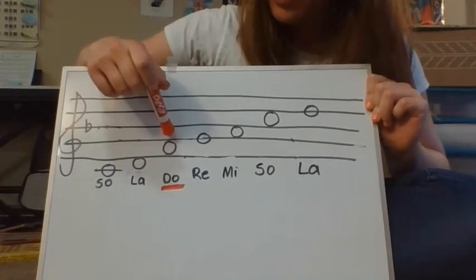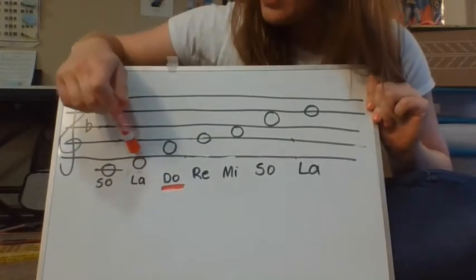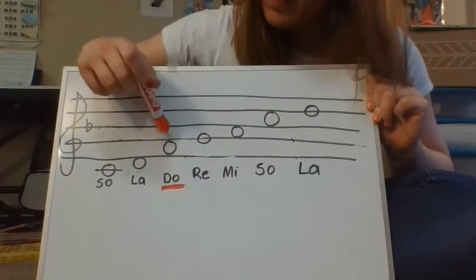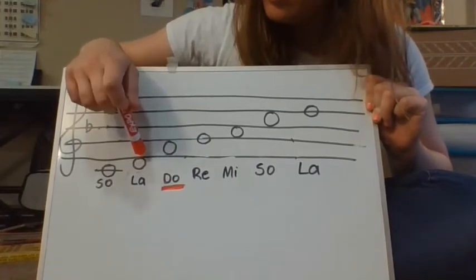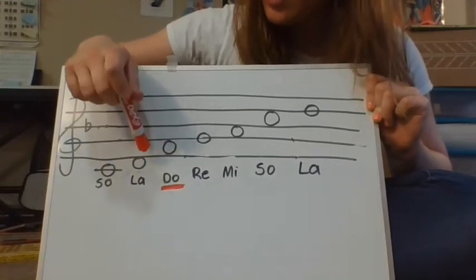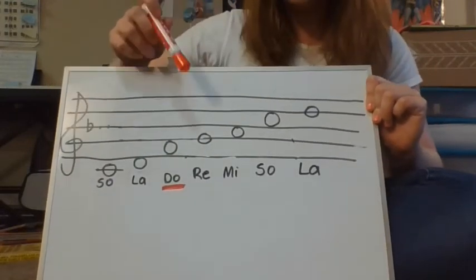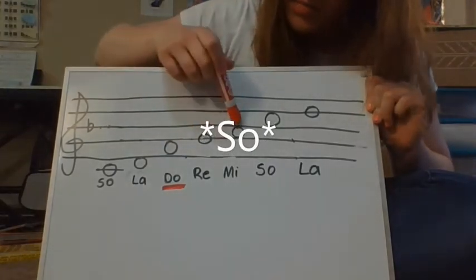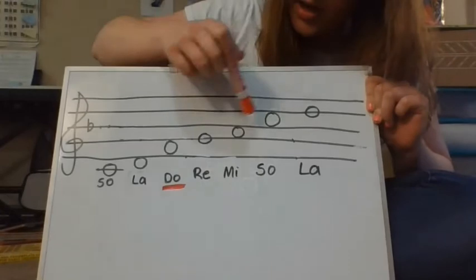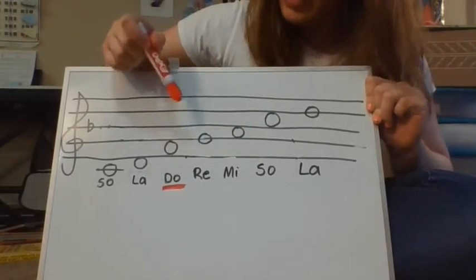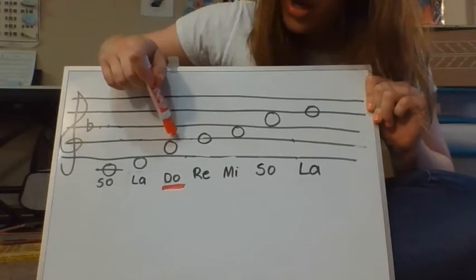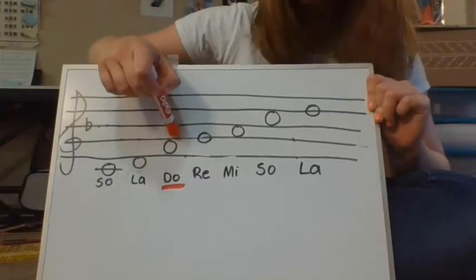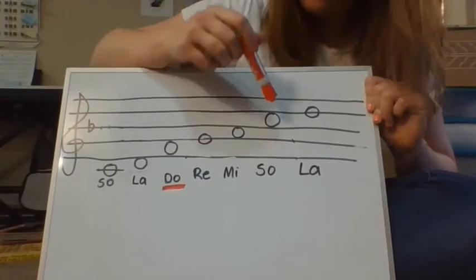My turn, your turn. Do, Do, La, So. Now you try. Do, Do, La, So. All right, here's our next one. Do, Do, Mi, So, Mi, So, Mi, Do. Now you try. Do, Do, Mi, So, Mi, So, Mi, Do.